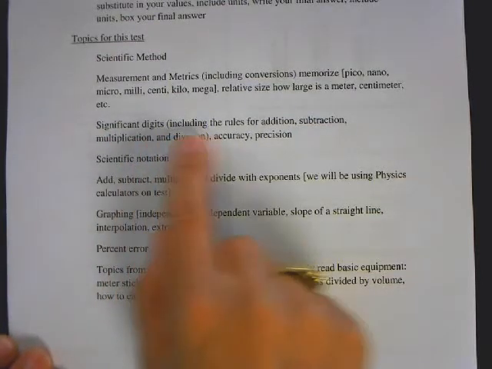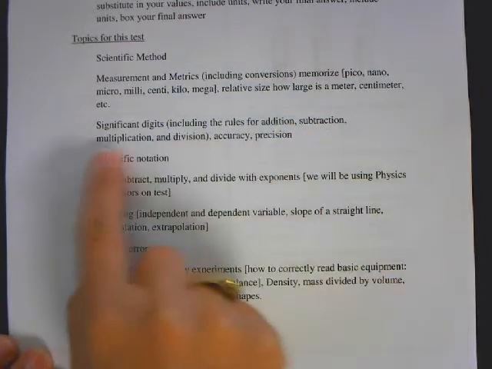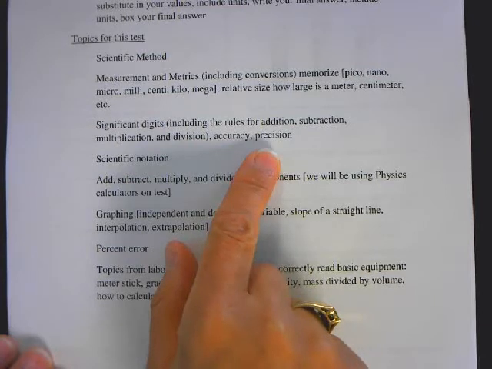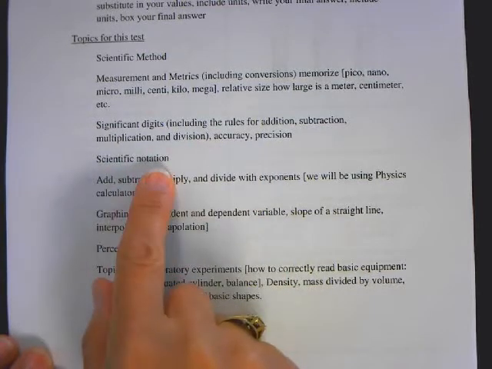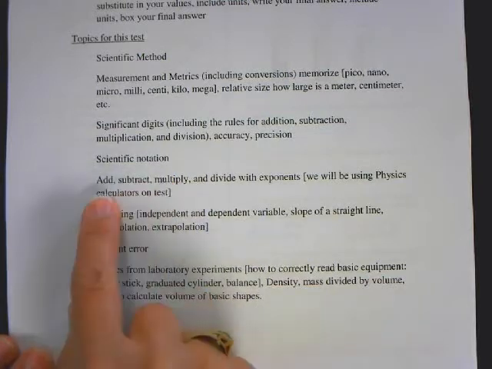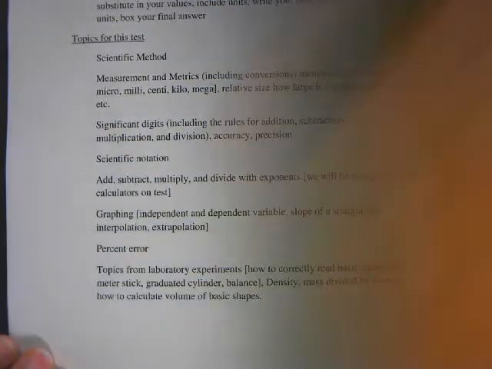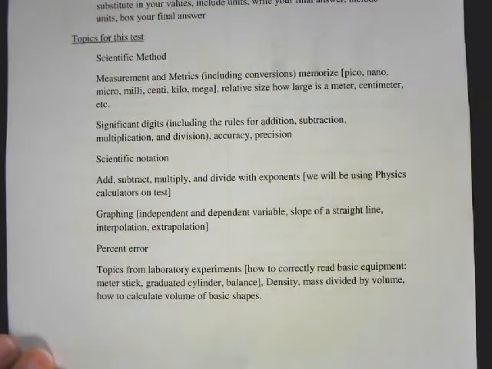Significant digits. So you need to know the rules for addition, subtraction, multiplication, division. You need to know the difference. You have to understand accuracy and precision. We also did scientific notation: 1 integer to the left of the decimal point. You have to add and subtract with exponents using the calculators that we practiced with already.